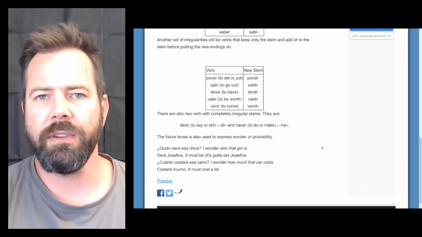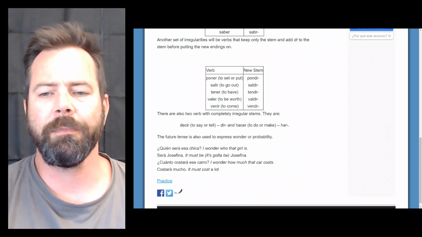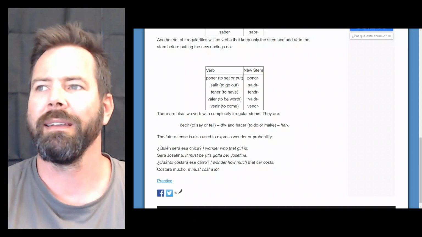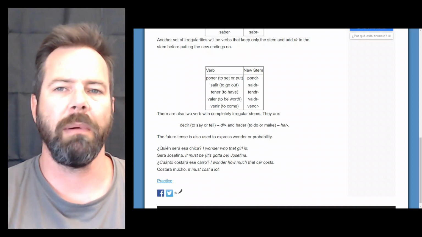So those are the two things you'll use future tense for. It's for talking about the future, talking about wonder, and expressing what you think something probably is.